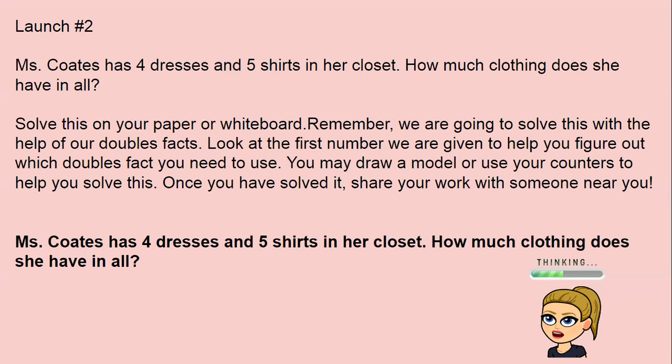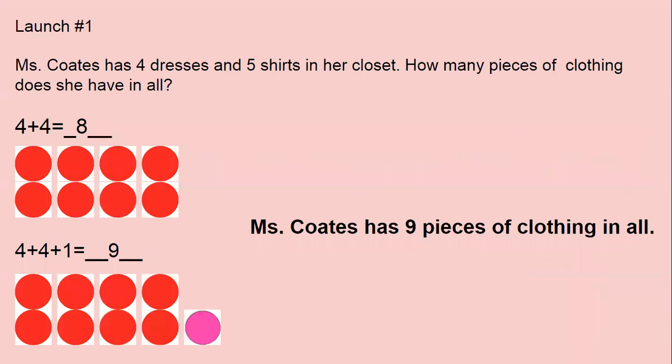If you need more time to solve this problem, go ahead and pause the video now and you can play it when you're ready to figure out the answer with me. Okay, so I'm going to read the launch one more time just so we're reminded of it. Miss Coates has 4 dresses and 5 shirts in her closet. How many pieces of clothing does she have in all?